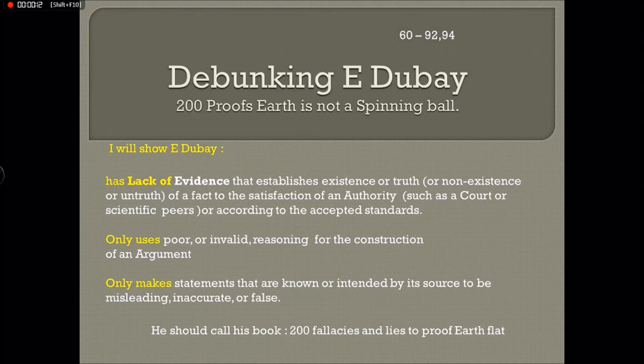Right, this time I'm going to look further into the so-called 200 proofs of E Dubay, and we'll take 60 to 92 and 94. And again we will see that there is a lack of evidence, that there is the use of poor and invalid reasoning, and that many statements are made that are known or intended by its source to be misleading, inaccurate or false.